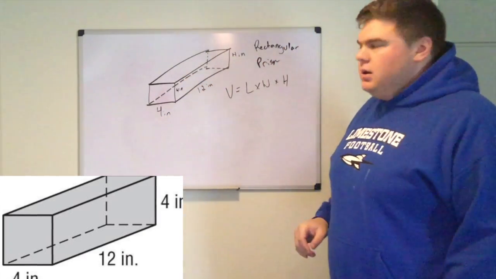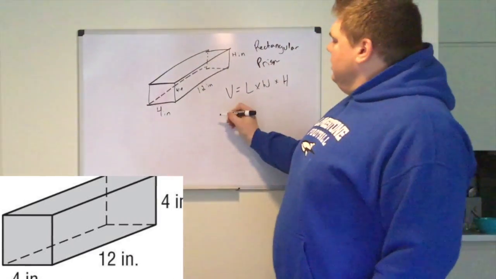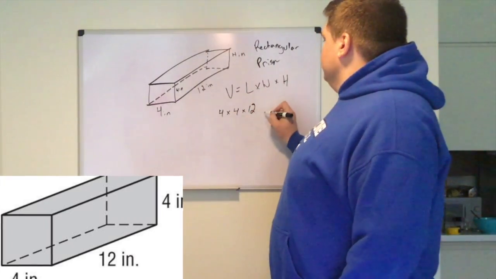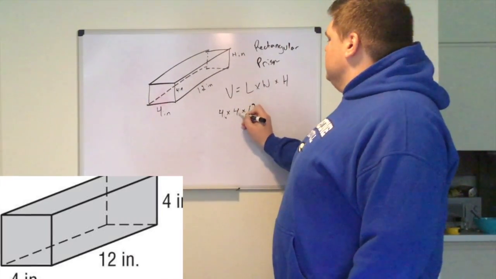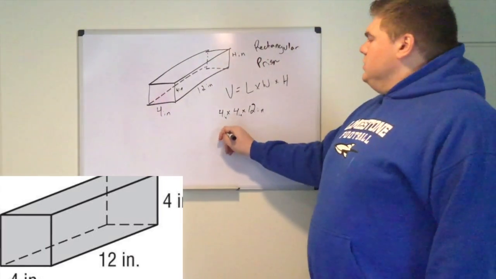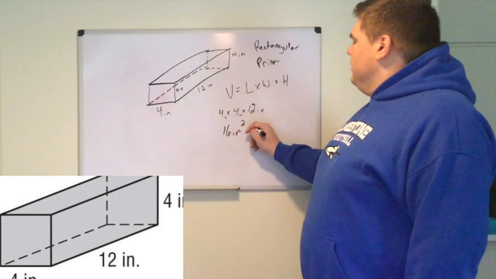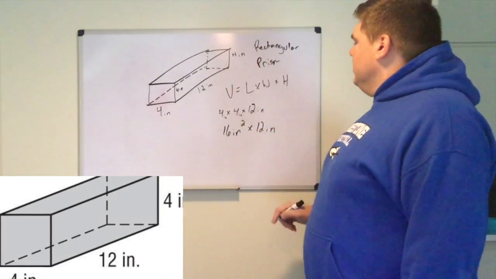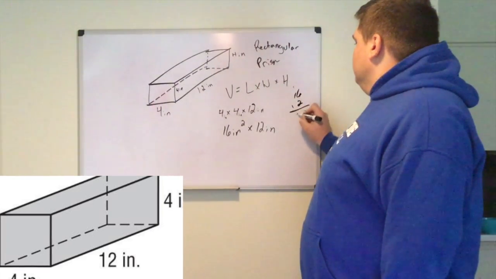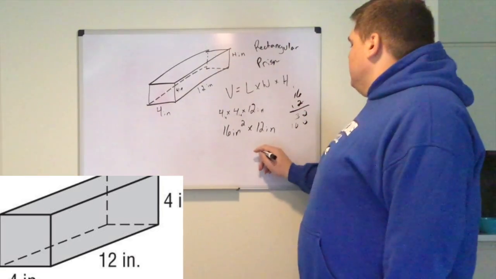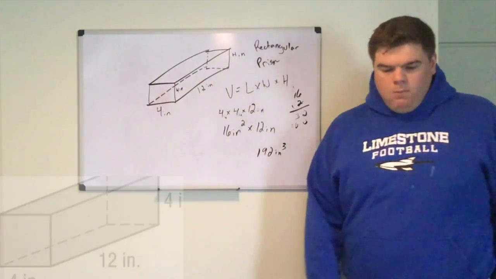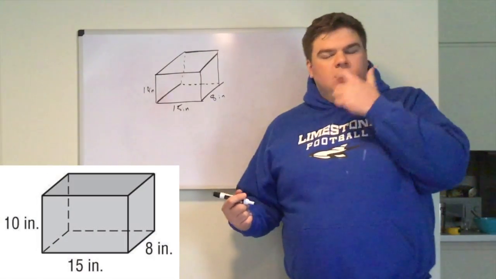We need to know how broad the face of this shape is, how high it sits, how long it is. So in our case here, we have 4 times 4 times 12, all in this case being inches. So we can simplify that down to 16 inches squared times 12 inches. So that should be about 192 inches cubed.